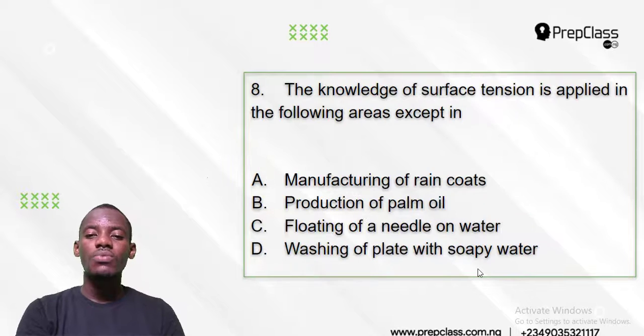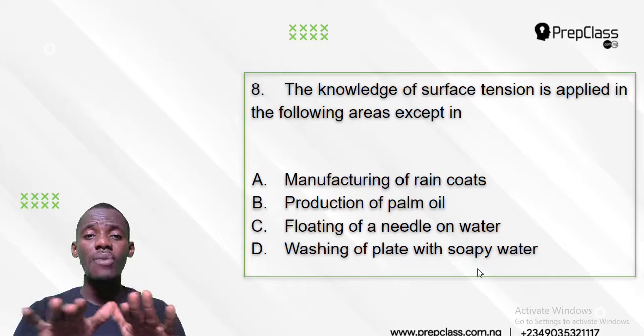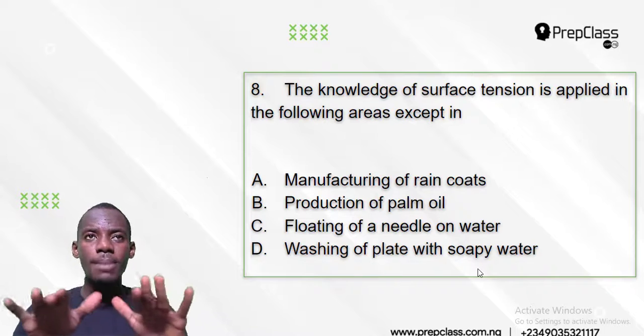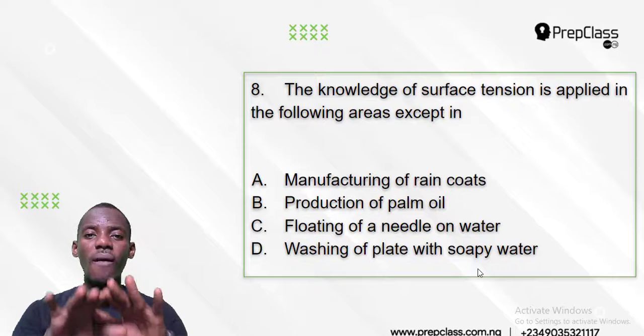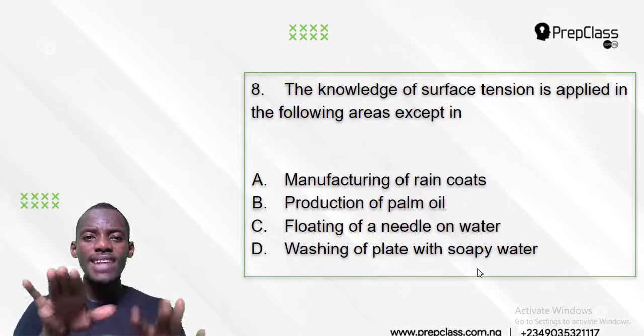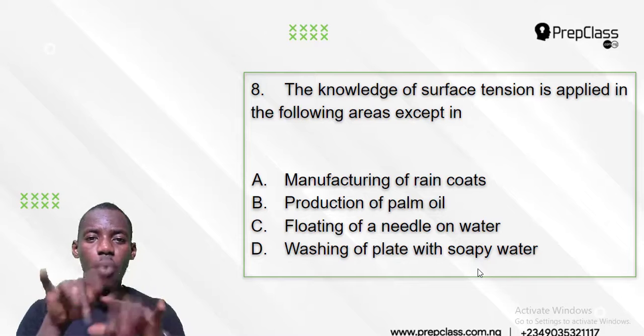Number 8 says, with the knowledge of surface tension is applied in the following area except what? Now, have you ever seen water that is not moving? The water surface is full of this little film. There's one film like a rubber. It's not rubber actually. It's just on the surface of the water that is not moving. There's a film that a mosquito can walk on.